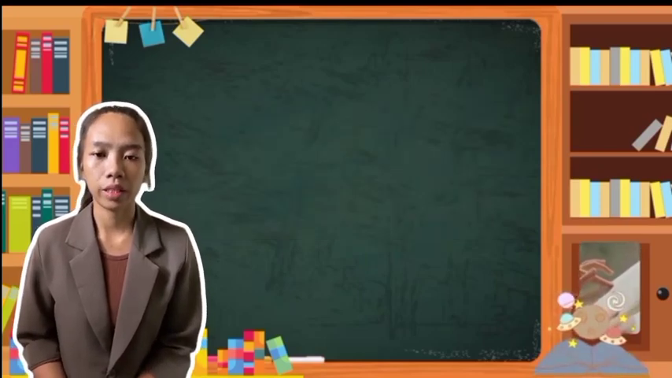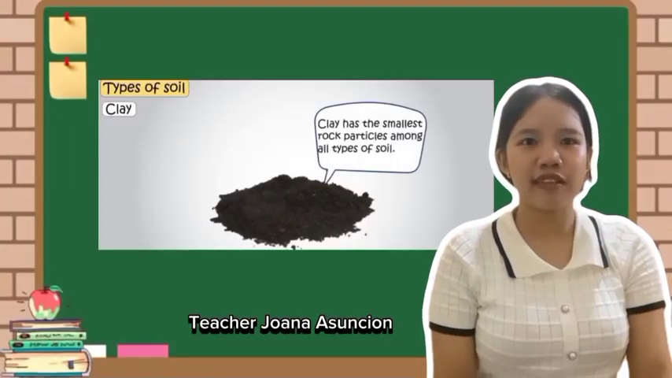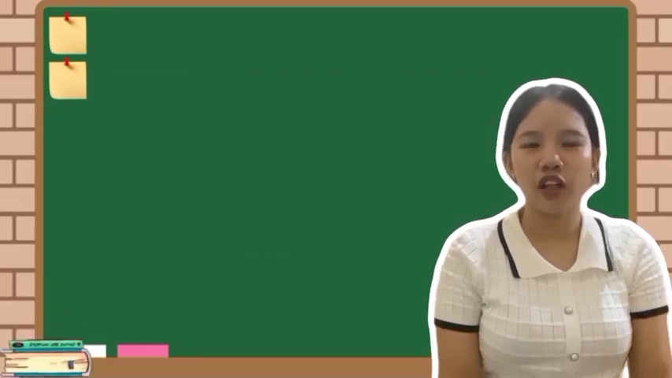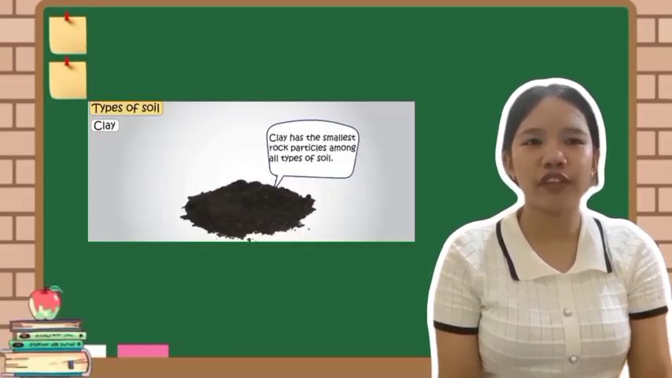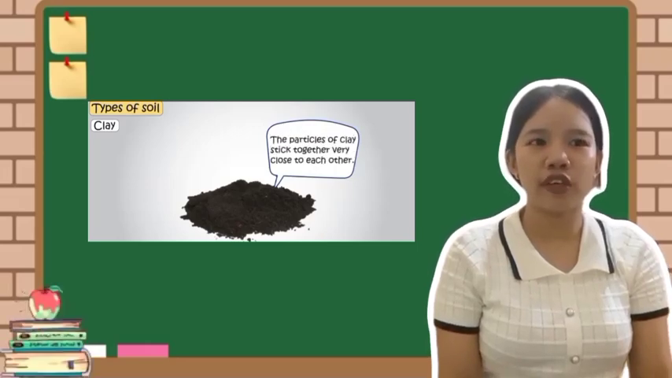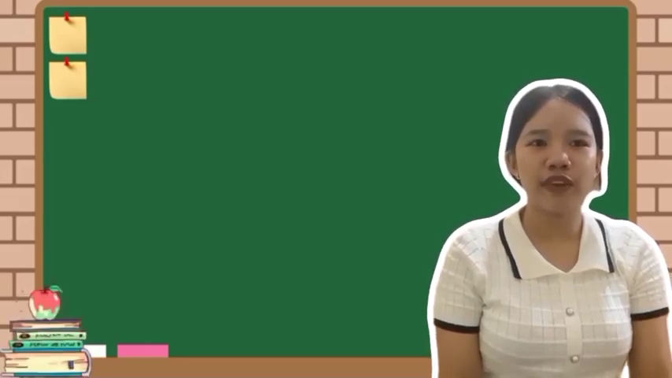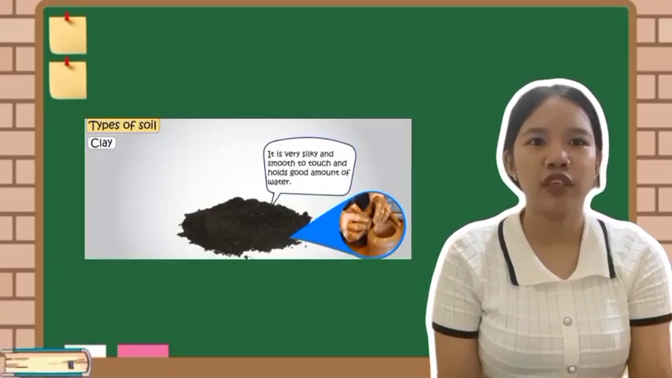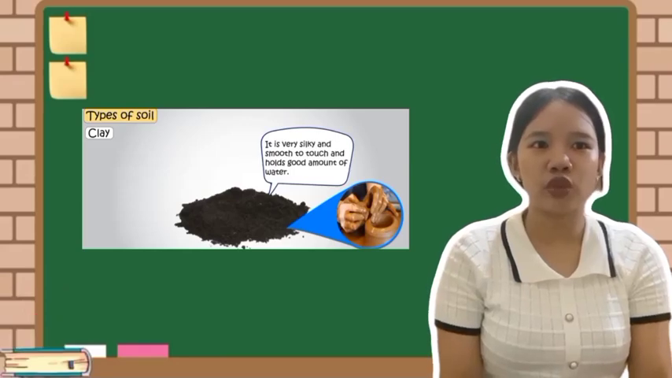Now, we'll learn about clay. Clay has the smallest rock particles among all types of soil. The particles of clay stick together very close to each other. It is very silky and smooth to touch and holds a good amount of water. That is, if we add water to clay, much of it will stay in the clay.